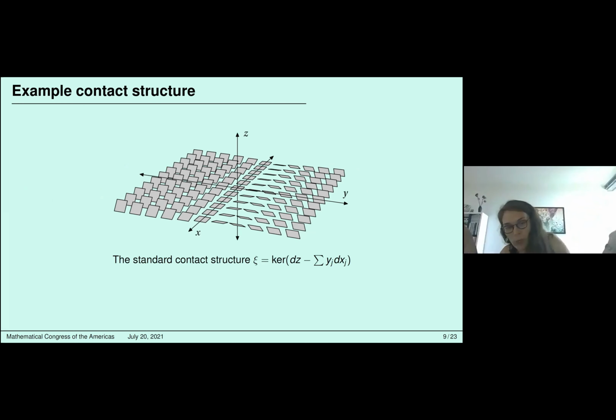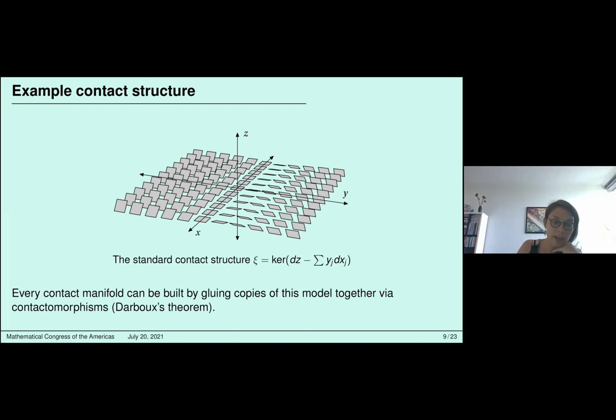Here's just kind of a picture of one. As I mentioned, a contact structure is given as a hyperplane field. Here's a picture of one. And in fact, every contact manifold can be built by just gluing this ball together with itself via maps preserving this hyperplane field. So one way to think of it is just an atlas covering a manifold via diffeomorphisms preserving this specific plane field. That's an elementary theorem, called the Darboux theorem in the field.